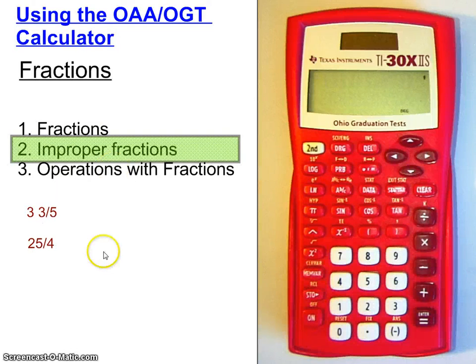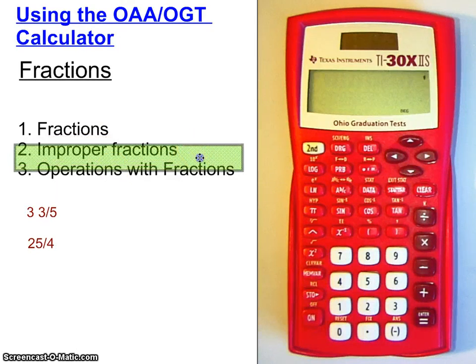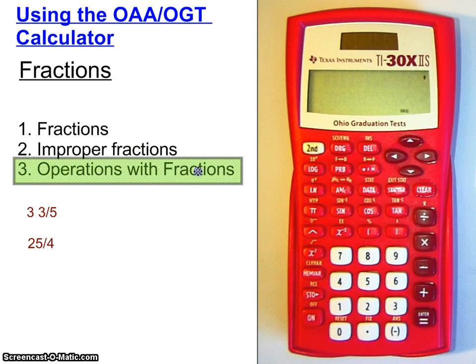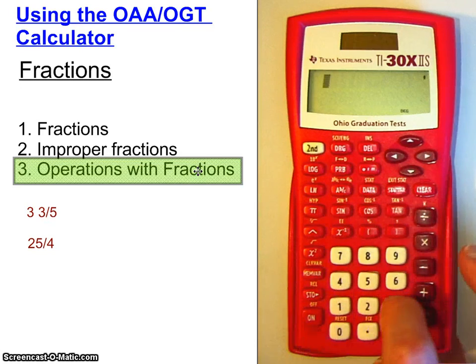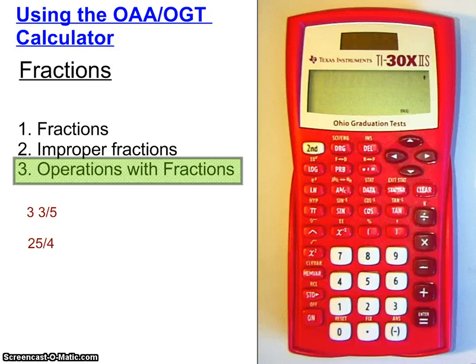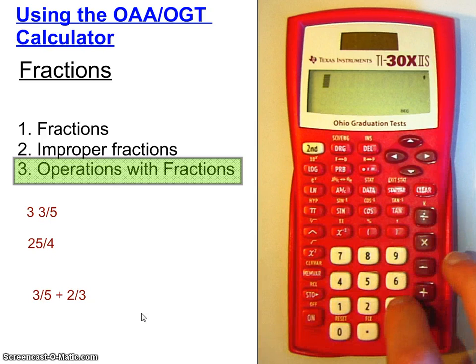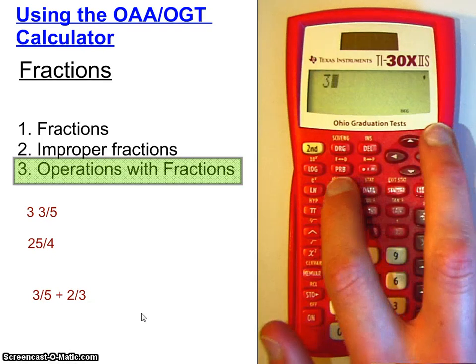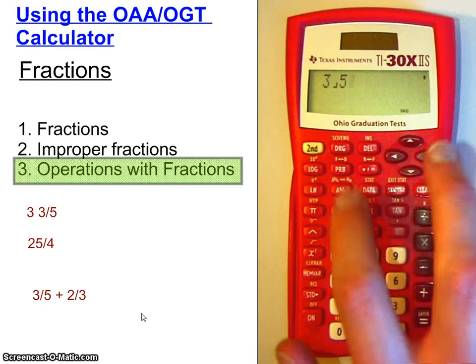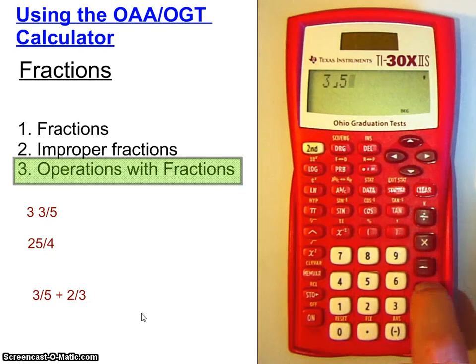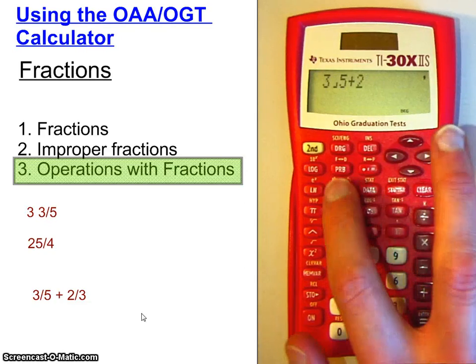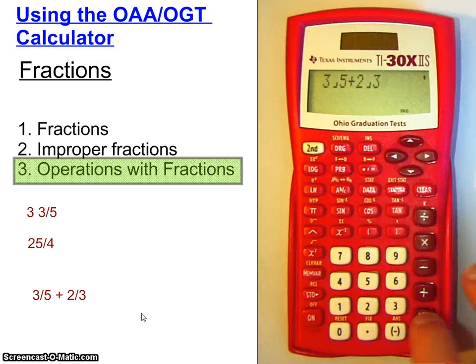Okay, so we've looked at improper fractions, and mixed numbers to go with that. And then the last thing I want to look at is operations with fractions, and this is fairly simple, as long as you know how to type in the fractions in the calculator. Let's say you have 3/5 plus 2/3. I want to type that in the calculator. 3, fraction key, 5, so 3/5 plus 2/3. So just like that.